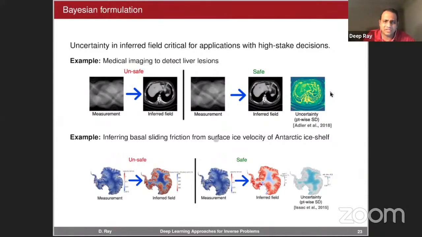And similarly, you can do something for instance, if you're trying to infer the basal sliding friction at the base of the Antarctic ice shelf from just measuring the surface ice velocity, because this is critical to figure out how much of the ice is going into the ocean and how much the sea level will rise by, then again, it's going to be important to not just get the inferred field of the basal sliding friction, but also know how certain you are about it. So these are some applications where having this uncertainty about the inferred field is going to help you make safer decisions. So with that in mind, let's get into the Bayesian formulation.